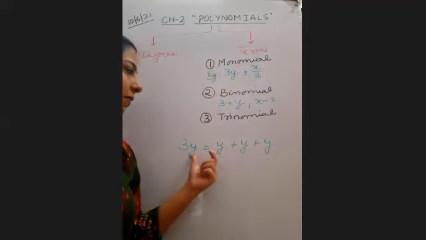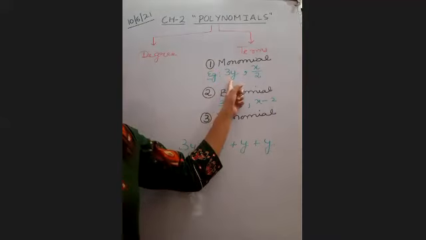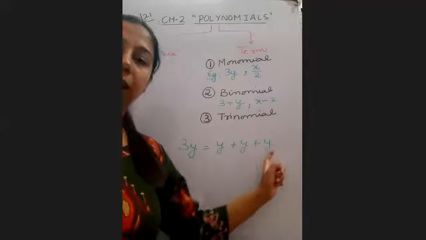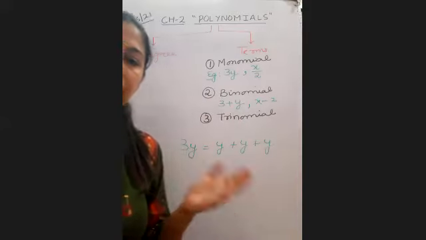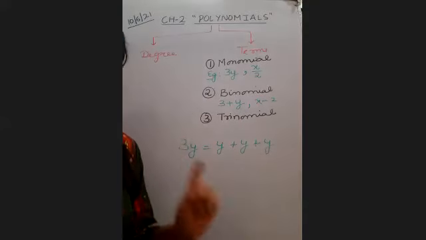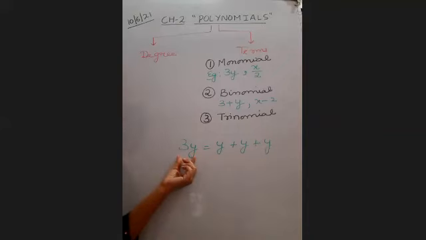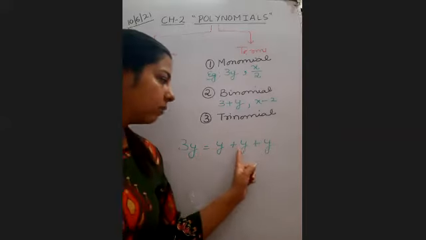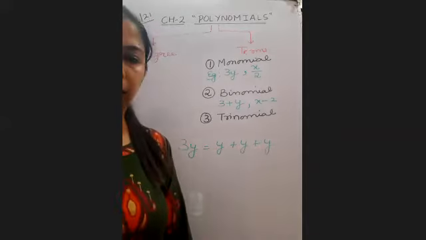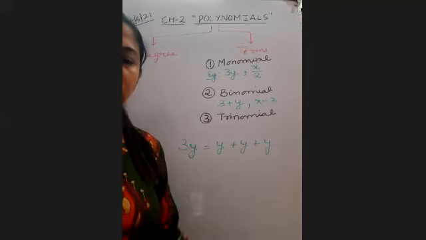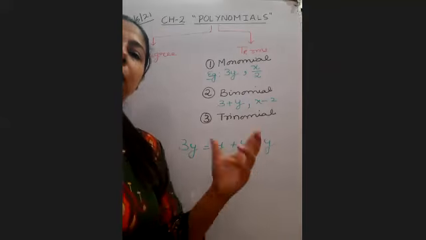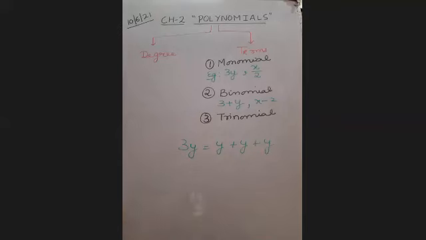So if you have 3y, you are saying monomial. And if I write it y plus y plus y, does it mean it will become trinomial? No. Please understand, children, all the like terms are combined and put as one. So this is known as just one term. You will not count like terms separately. So 3y will be a monomial and not a trinomial.